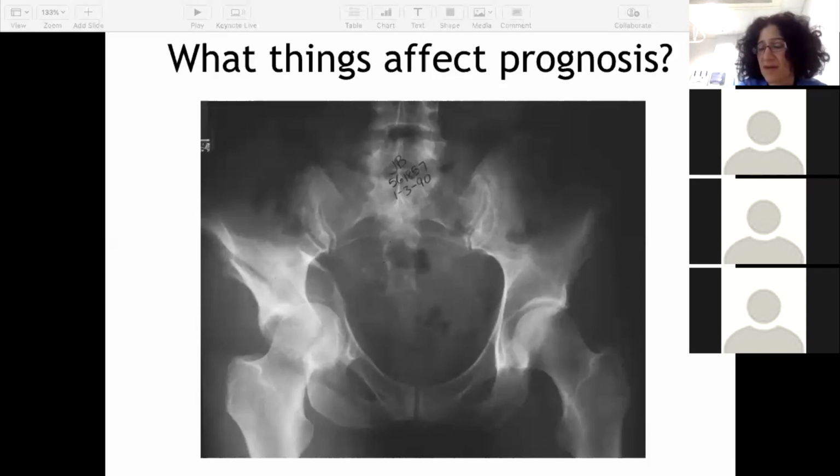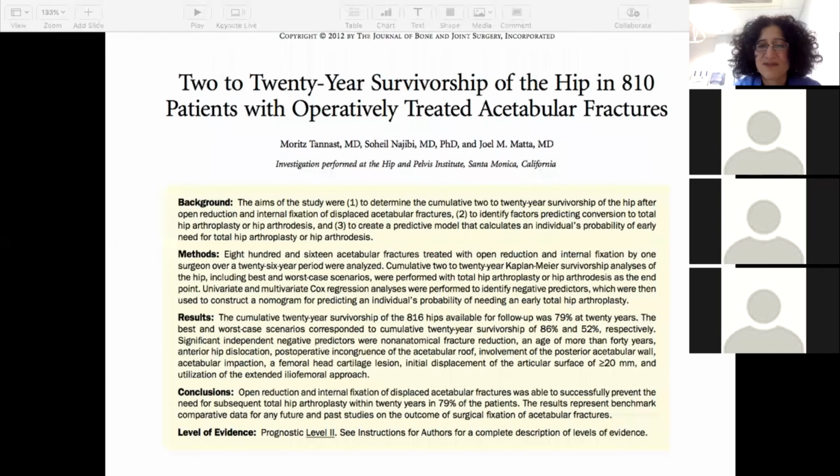So that's to try and avoid the complications. Okay, so this is a very large study looking at negative prognostic factors, and you're quite right. Non-anatomical fracture reduction. We didn't talk about age, so older patients. In terms of the survivorship of the hip and whether that hip goes on to need a hip replacement.